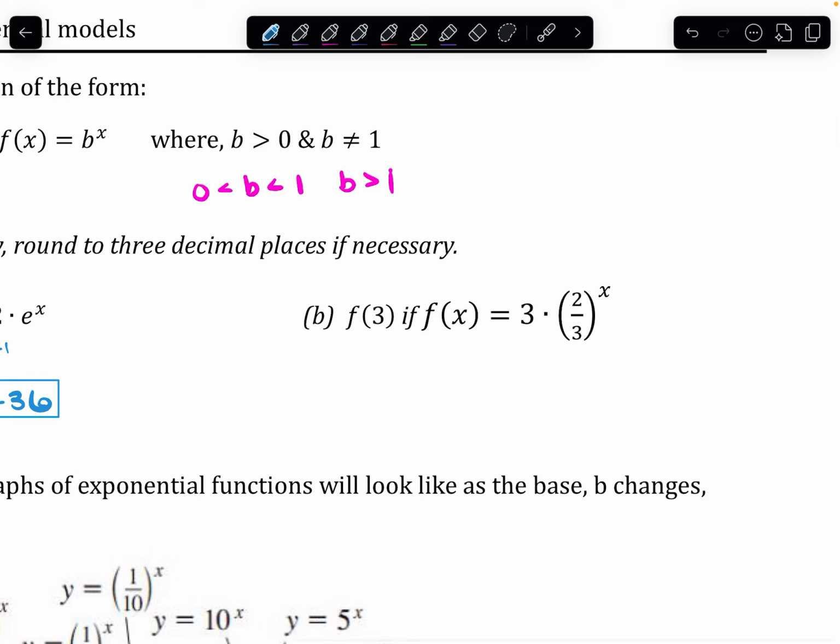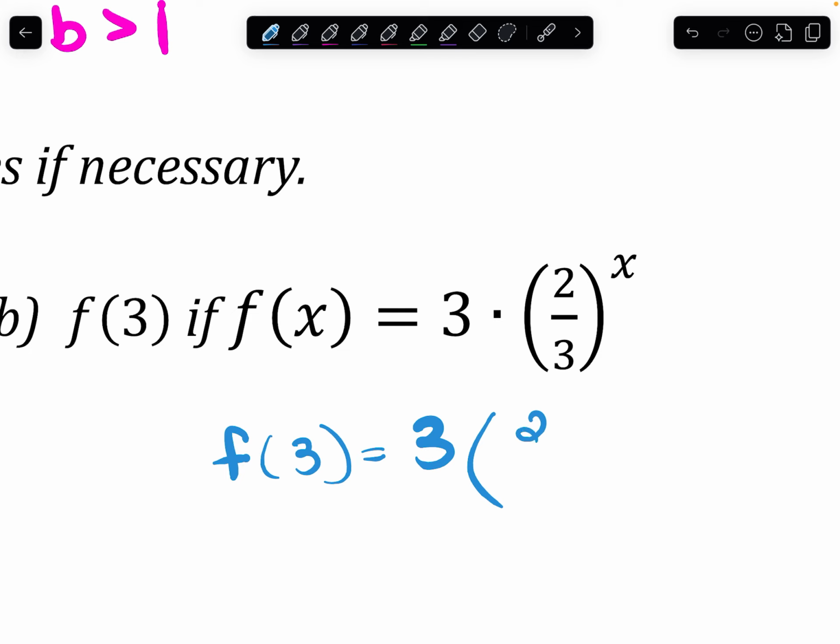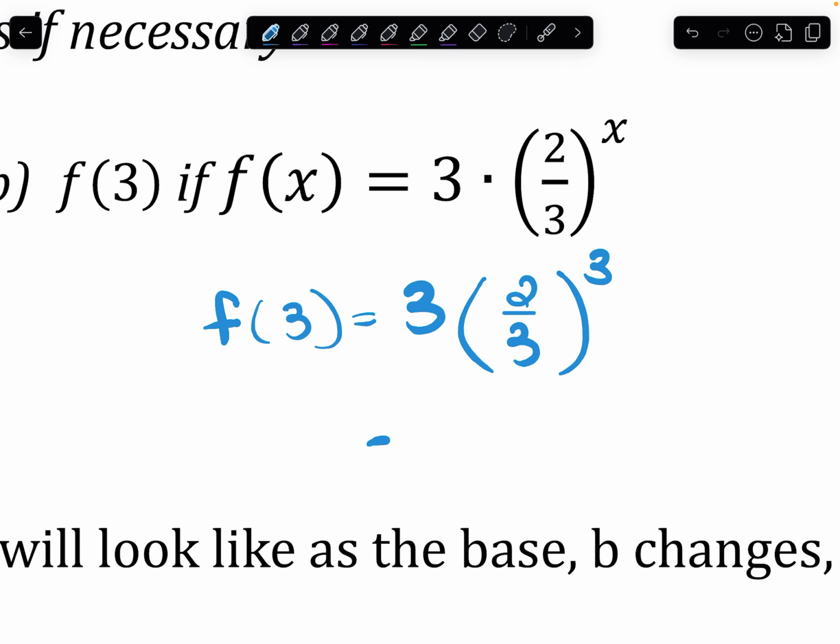Find f of 3 if f of x is 3 times 2/3 to the x. So we're plugging in 3 for x. 3's everywhere. Notice that 2/3 is in parentheses. Make sure you keep that base in parentheses so it comes out correctly. So we go to the calculator.